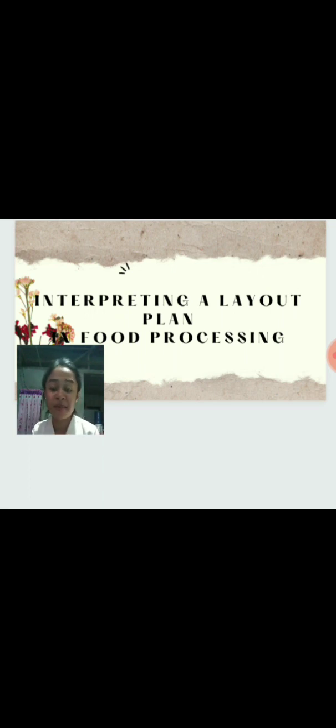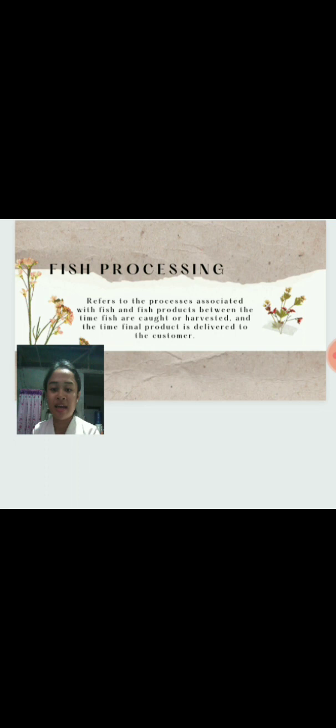Our topic for today is all about interpreting a layout plan in food processing. First, let us know what fish processing is. Fish processing refers to the processes associated with fish and fish products between the time fish are caught or harvested and the time the final product is delivered to the customer.